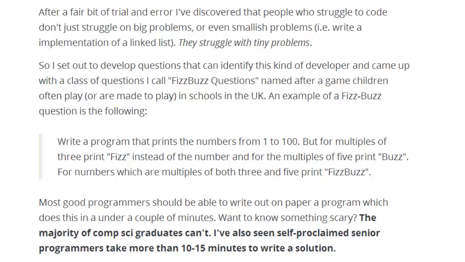Write a program that prints the numbers from 1 to 100, but for multiples of 3, print fizz instead of the number, and for the multiples of 5, print buzz. For numbers which are multiples of both 3 and 5, print fizz buzz. Most good programmers should be able to write out on paper a program which does this in under a couple of minutes. Want to know something scary? The majority of comp sci graduates can't. I've also seen self-proclaimed senior programmers take more than 10 to 15 minutes to write a solution.